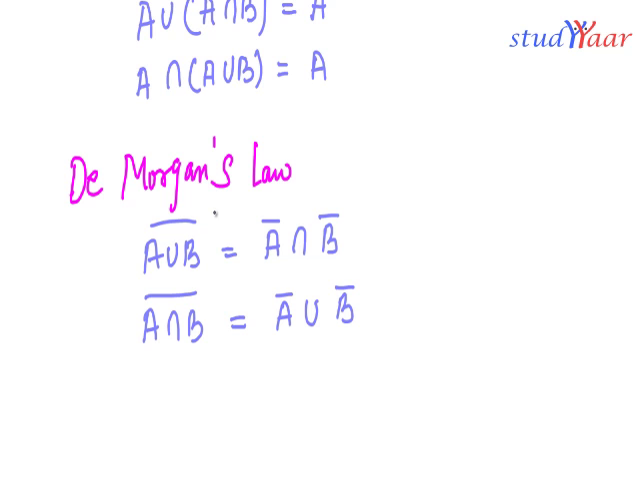And finally the De Morgan's law, which says complement of A union B is equal to complement of A intersection complement of B, and the dual of that is going to be complement of A intersection B is equal to complement of A union complement of B. Now we are going to see how we prove these theorems.